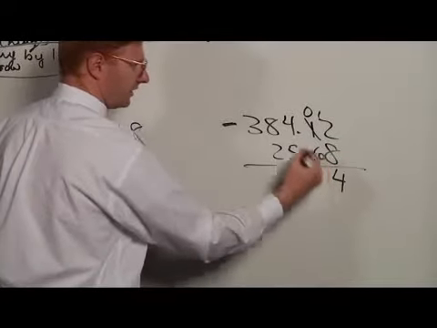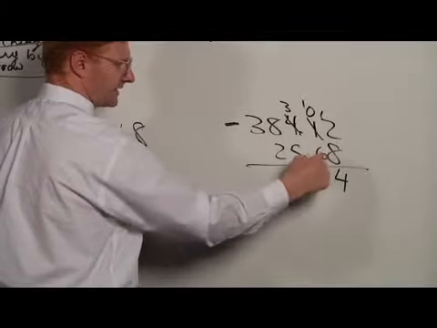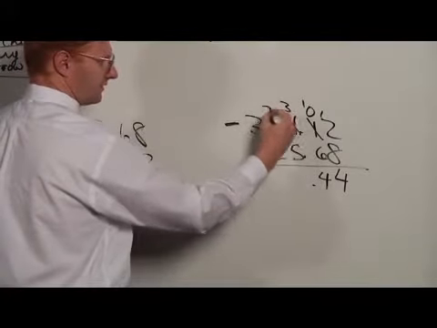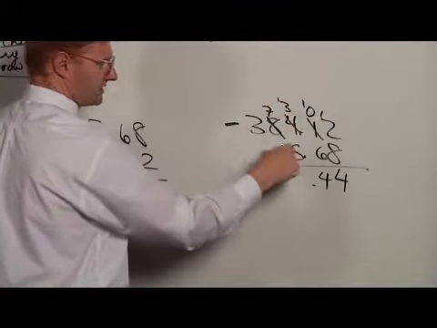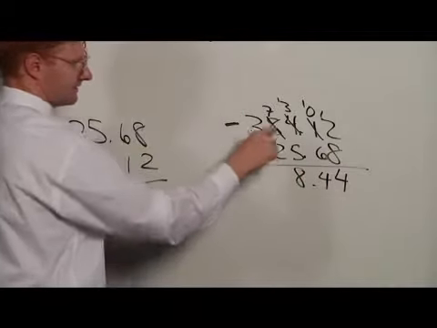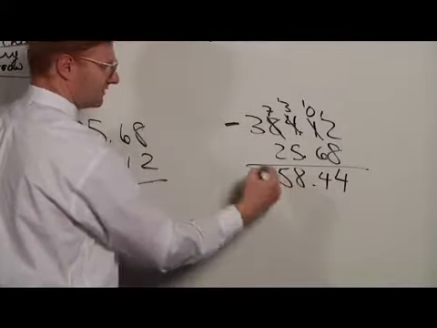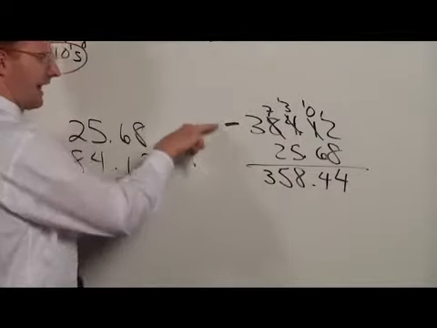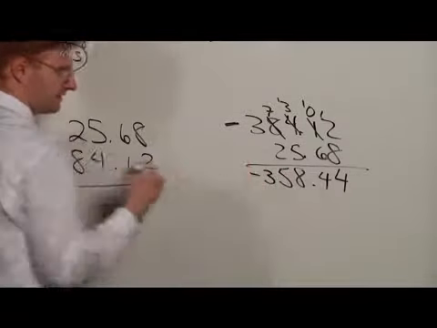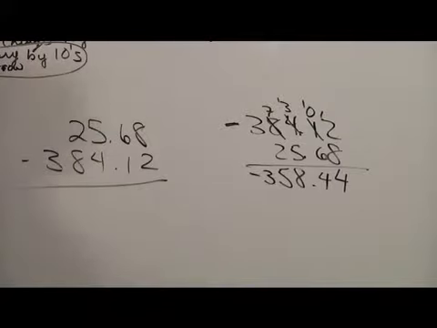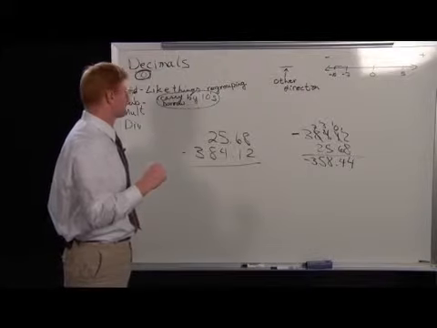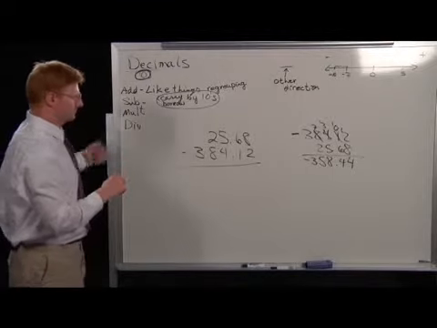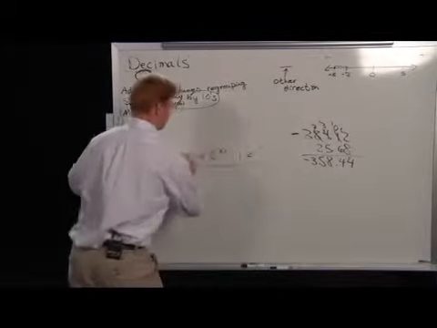12 minus 8 is 4. 10 minus 6 is 4. 13 minus 5 is 8. 7 minus 2 is 5. And then 3 comes down here like that. And this guy was stronger, so he won. Negative 358.44. So that takes care of subtraction with decimals. Let's make sure we can do that. We'll do one more of those.